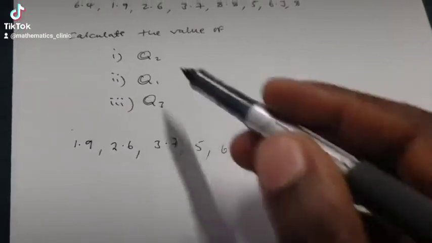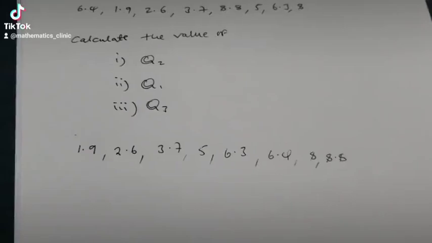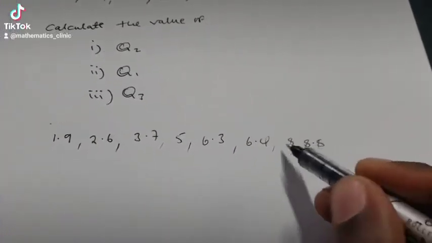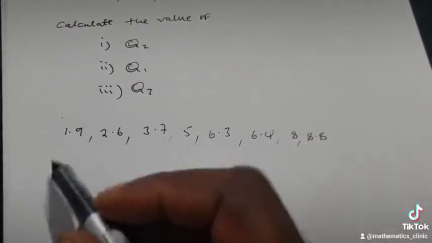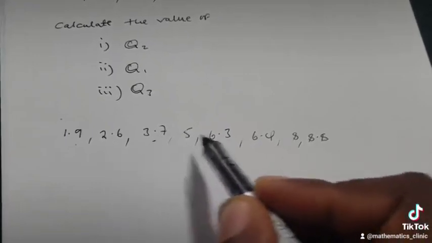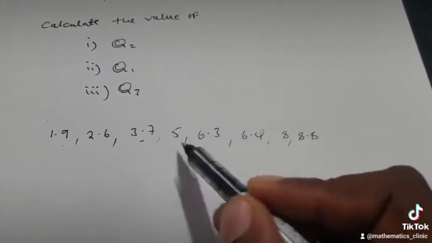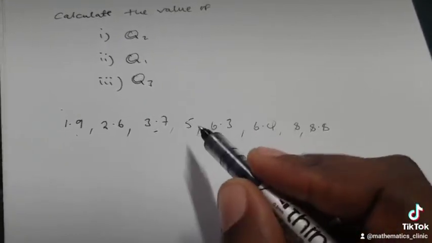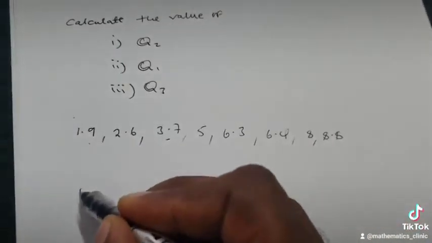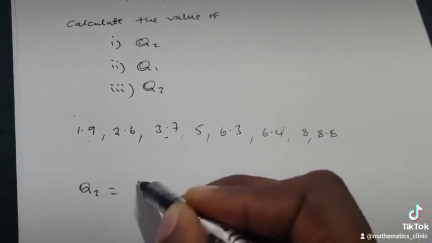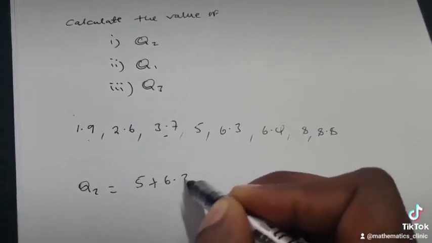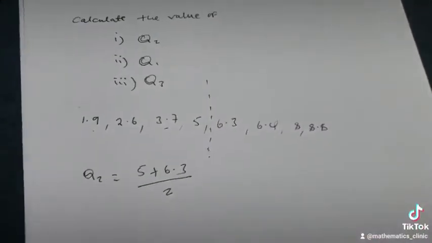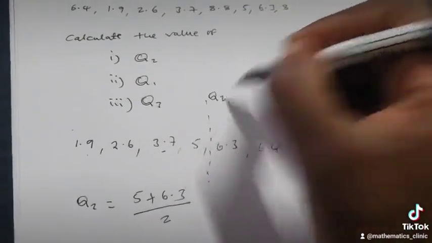Now that we have rearranged this, we have 8 in total. To find the middle quartile, that means the middle value. It's at this point here. So our middle part has two values, 5 and 6.3. To find the middle quartile, we need to add 5 plus 6.3 over 2. That's where our Q2 is.